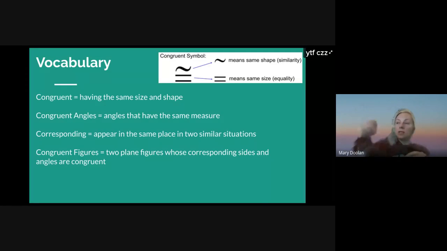And then underneath that, you have the equal sign, which means equality, okay? So same shape, same size, that's congruent. That's where the congruent symbol comes from.